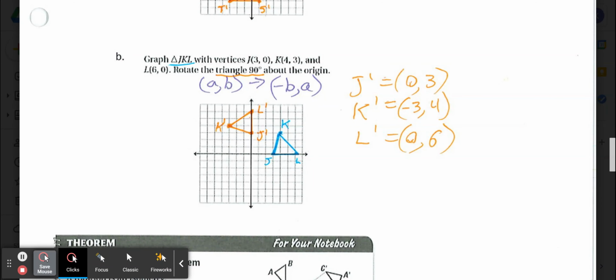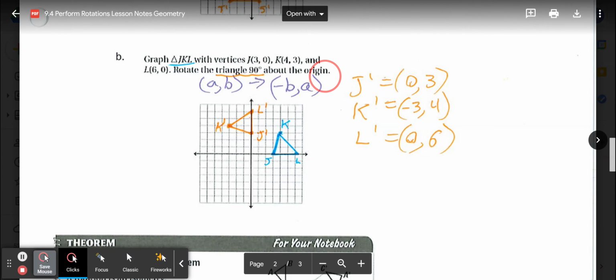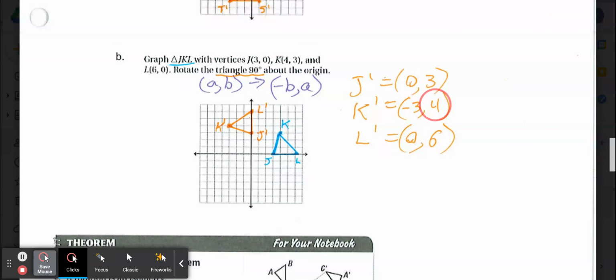Now the rules for a 90-degree rotation are, if our original coordinates are A, B, it becomes opposite of B, comma, A. So 3, 0 for J becomes J prime 0, 3. K's 4, 3 turns to K prime negative 3, 4. And L at 6, 0 turns to L prime 0, 6. You'll notice with J and L, when the 0 came to the front, 0's neither positive or negative, so it just stays the same. So then we graph our 3 new points.